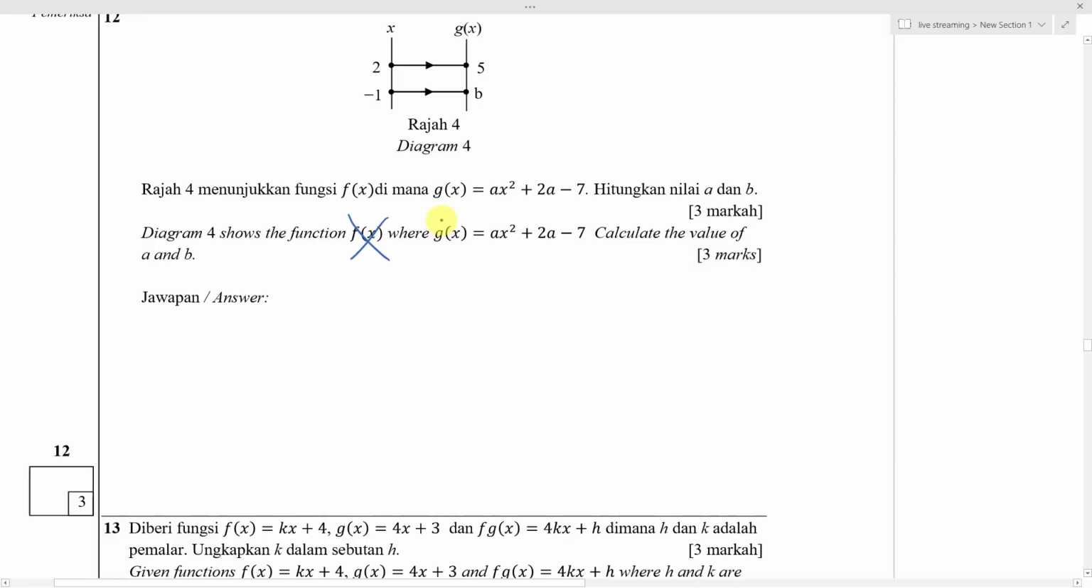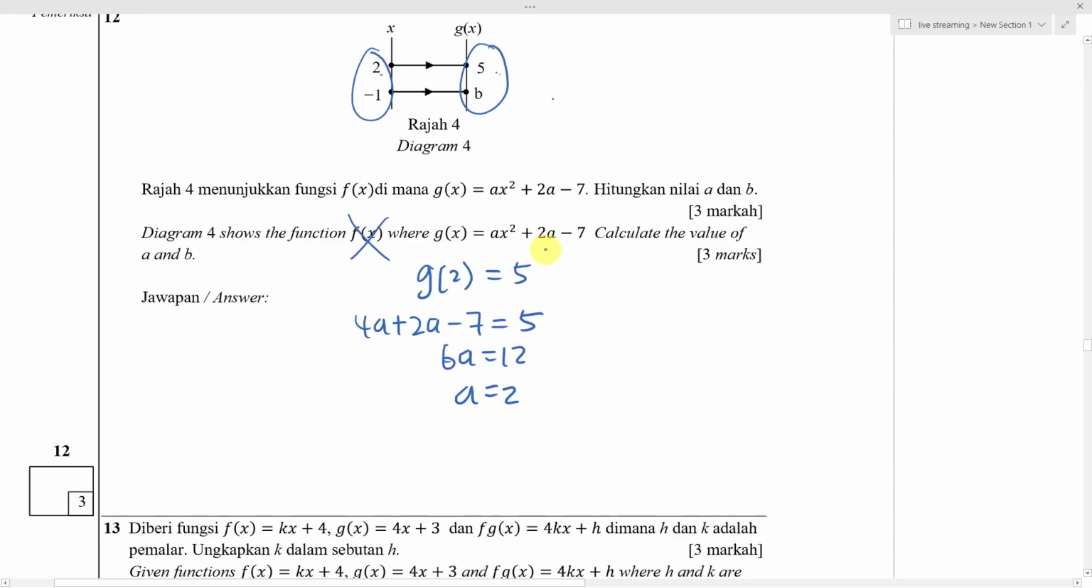Alright, so then you should know this is the x value and this is the gx value, isn't it? What I mean is if x equals to 2, gx should equal to 5. So when x equals to 2, gx must equal to 5. Then I sub 2 into all my x here. So I got 4a plus 2a minus 7 equals to 5. Then over here I will get 6a equals to 12. A equals to 2.